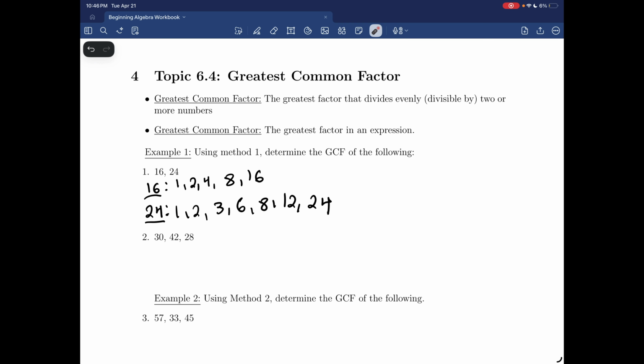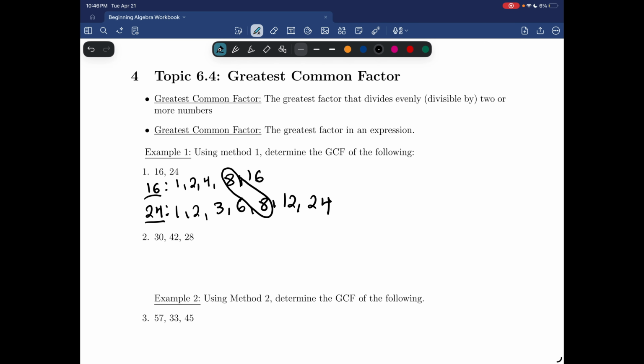So we've got a 1 in common, a 2 in common. We have a 4 here, no 4 here. We have an 8 here, we have an 8 here, so those look good. Let's take a look real quick. We have a factor of 16 for 16, but for 24 we don't. So since we don't have a factor of 16 for 24, our largest common factor here is 8 for both 16 and 24. So our GCF is 8.